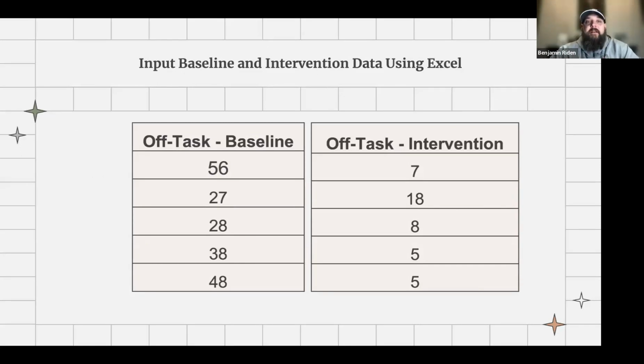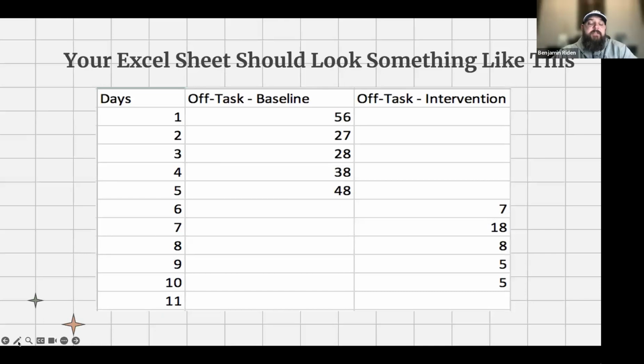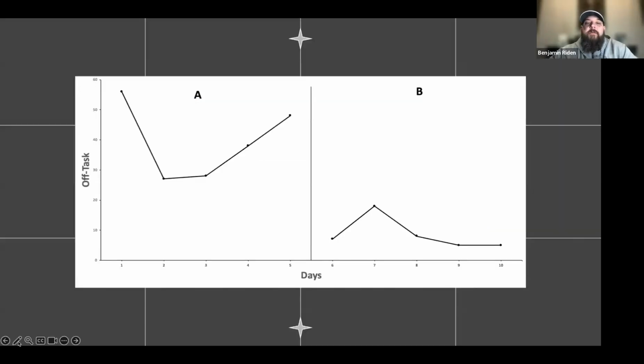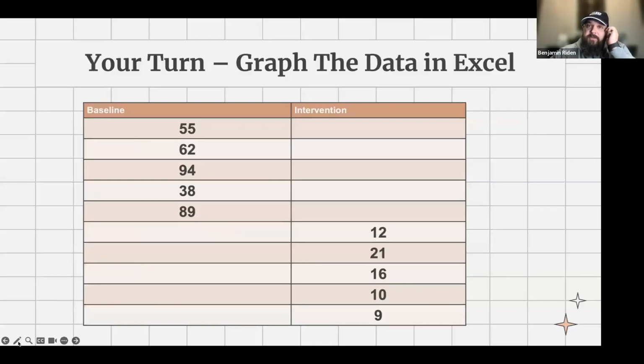So here are the data that you'll do together with me. Your Excel sheet should look something like this. As I mentioned, this is all in the recording in much deeper explanation on how to do these things. And your graph should look something like this. Again, this is all in that recording. And then what you'll do is you will make your own graph using these data here, remembering this is baseline and then this is intervention.